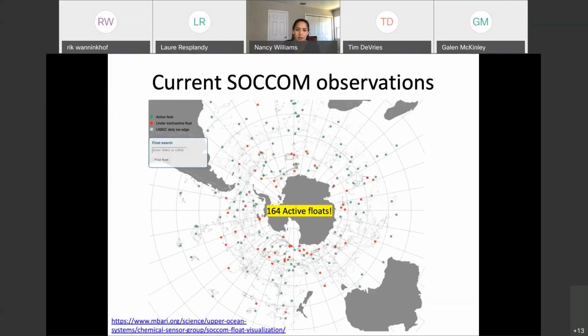And so there are currently, I went today and pulled this map, 164 active SOCCOM floats. The green ones are reporting data right now, and the red ones are ones that are under ice or have been active for some amount of time, and they could be lost or they could just be under ice for multiple years.